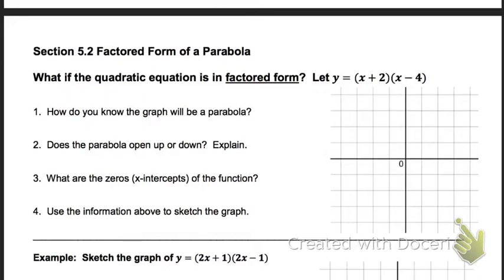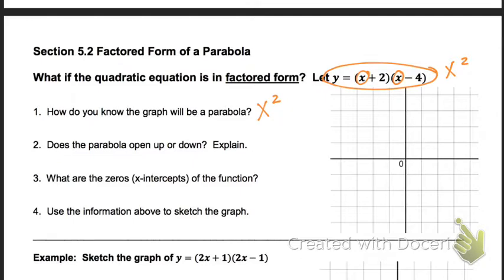So how do we know, just looking at this, that it's going to be a parabola? There's two x's. If I were to actually multiply this out, it would be an x squared equation. So it's a parabola because it's x squared. That's what makes it a parabola. Because if it were just 1x, then it would be a line. You could also say it has a degree of 2, if that's another way to write it.